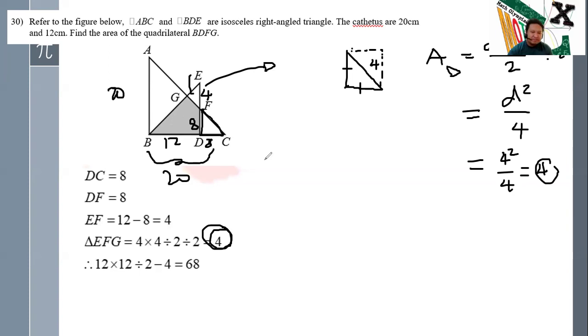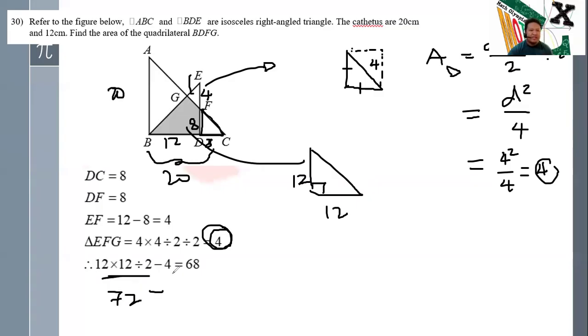And the area, using the same formula, of the big triangle will become 12 times 12 divided by 2. It's not 8 by 8, it's 12 times 12 because the legs are 12 and 12. So the area is 72 for the triangle, minus the 4 on top. Therefore, the shaded region is 68. And the correct answer is 68. We're done with that one.